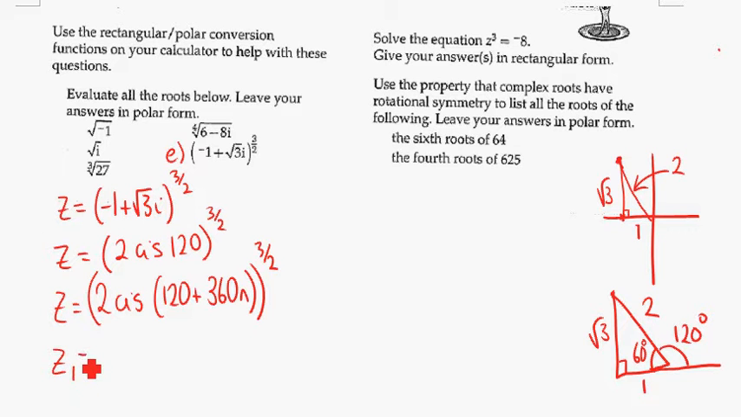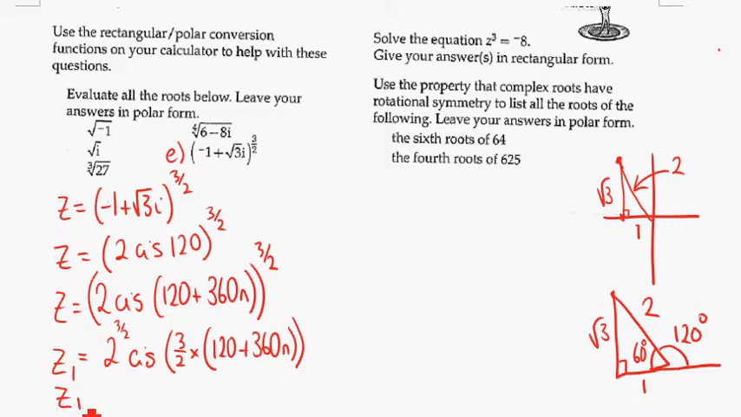So z1 will be 2 to the power of 3 over 2 cis. Now we need 3 over 2 times the (120 plus 360n). z1 equals, there might be a nicer way to write this. 3 over 2, the top number of course is the power and the bottom number is the root. Square root of 2 is not nice, but we can do 2 to the power of 3, which is 8, and then square root that. So I know that that's the same as the square root of 8. It just looks a bit tidier.